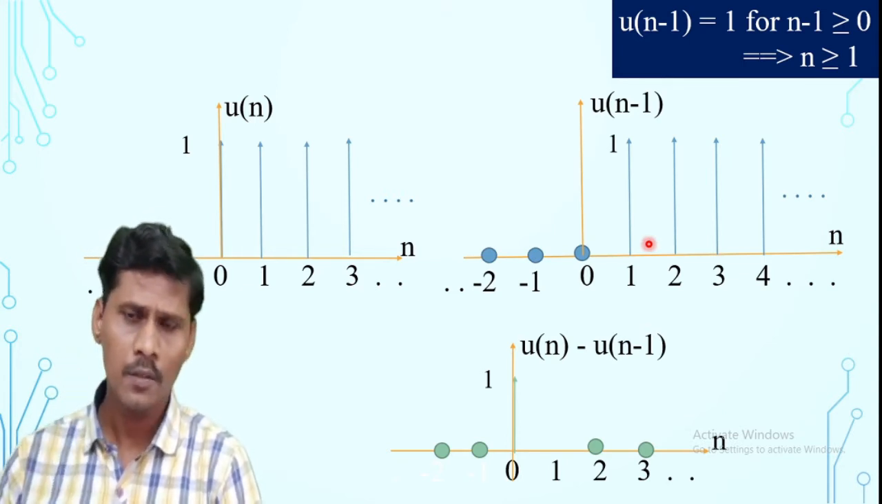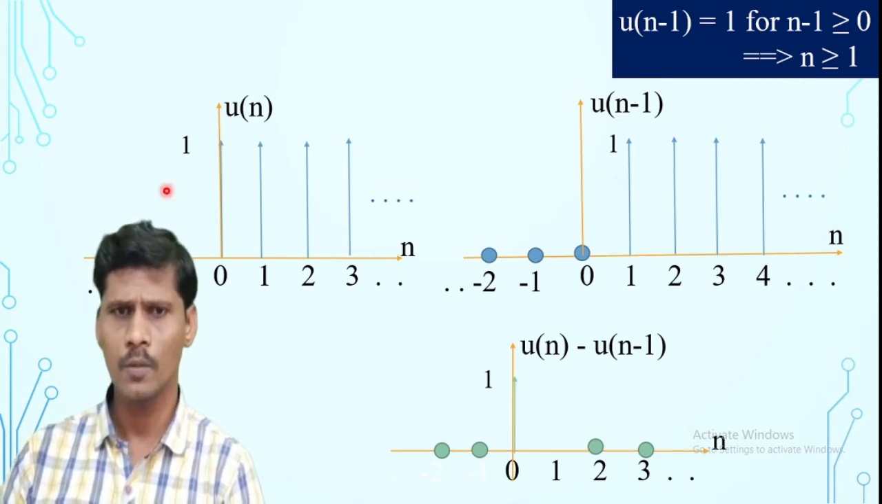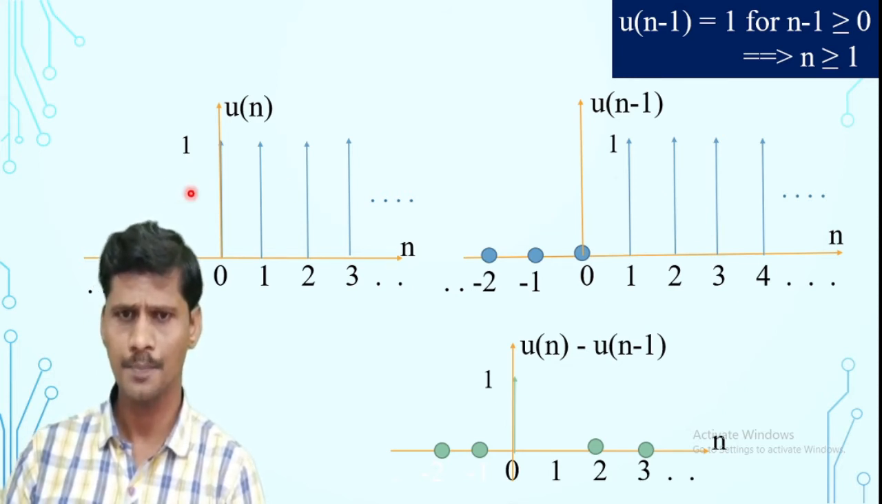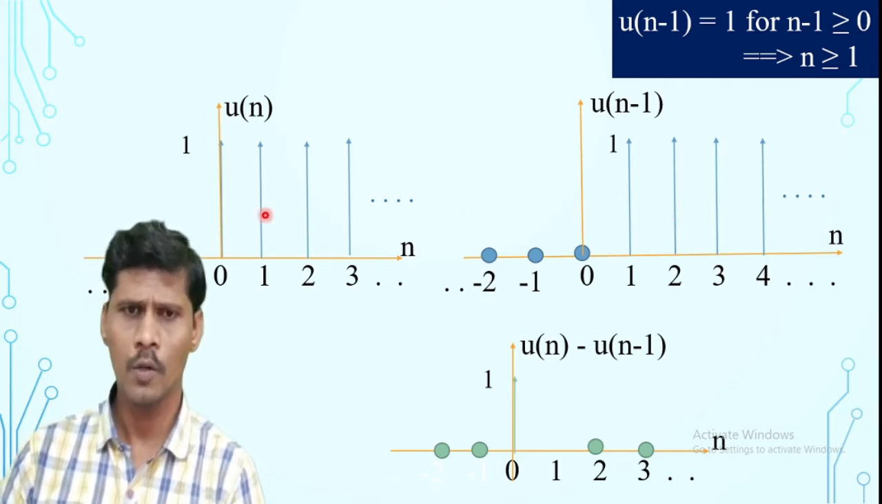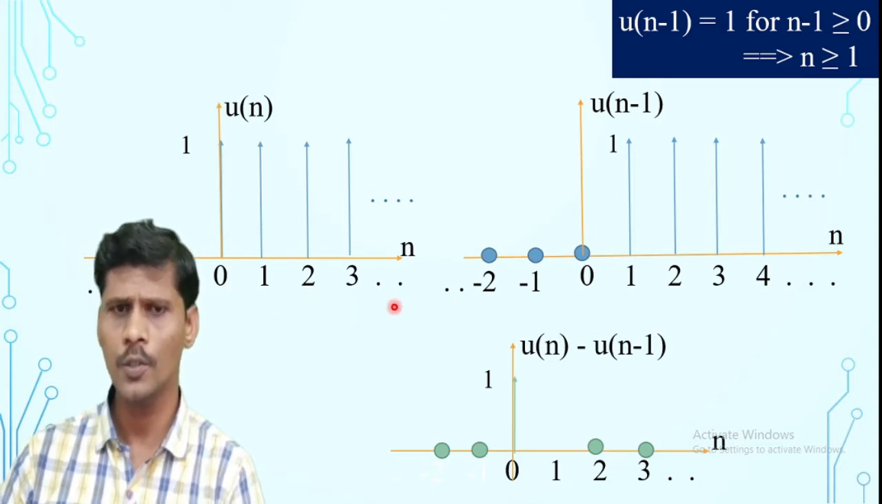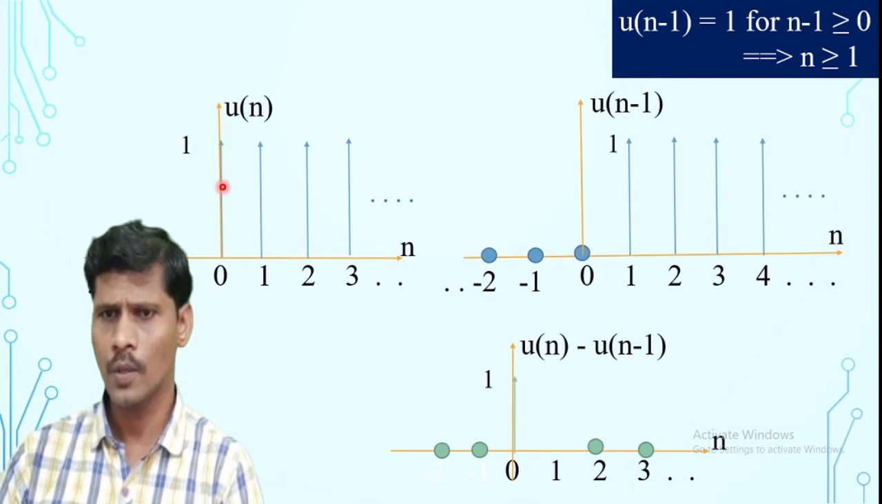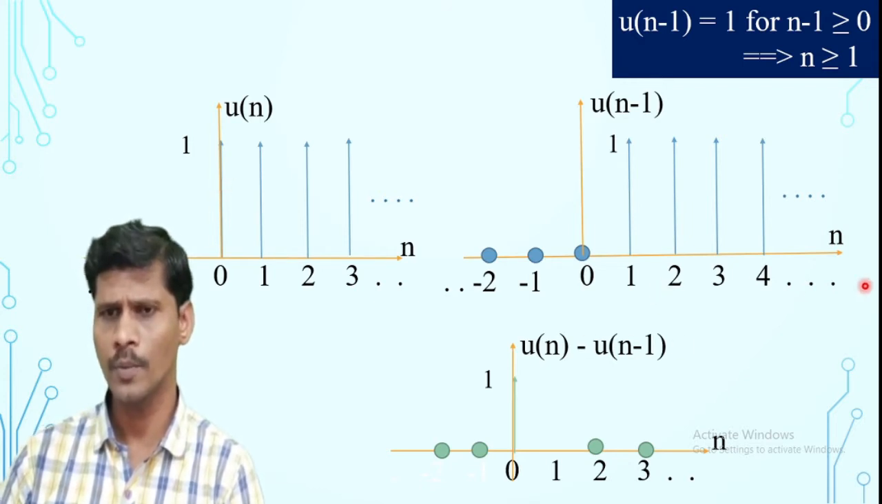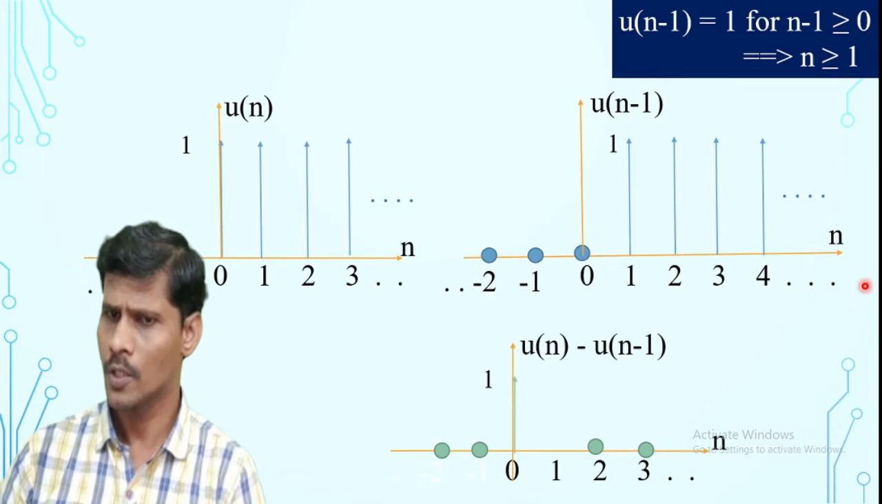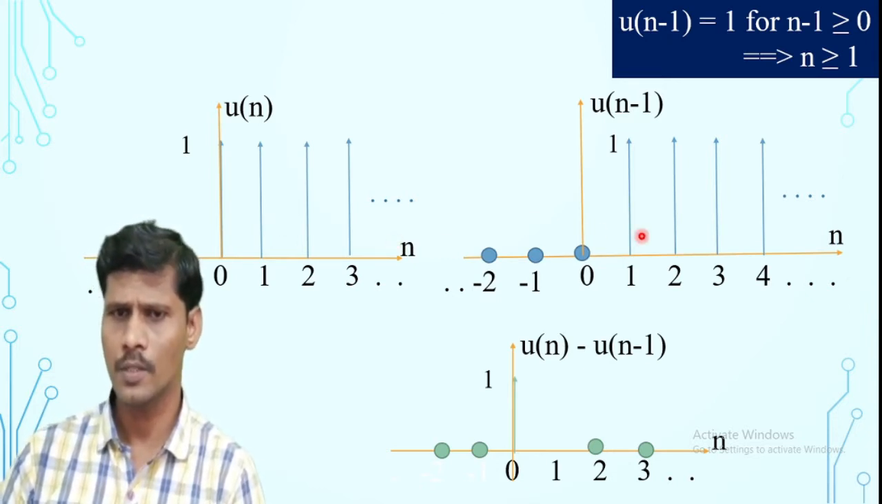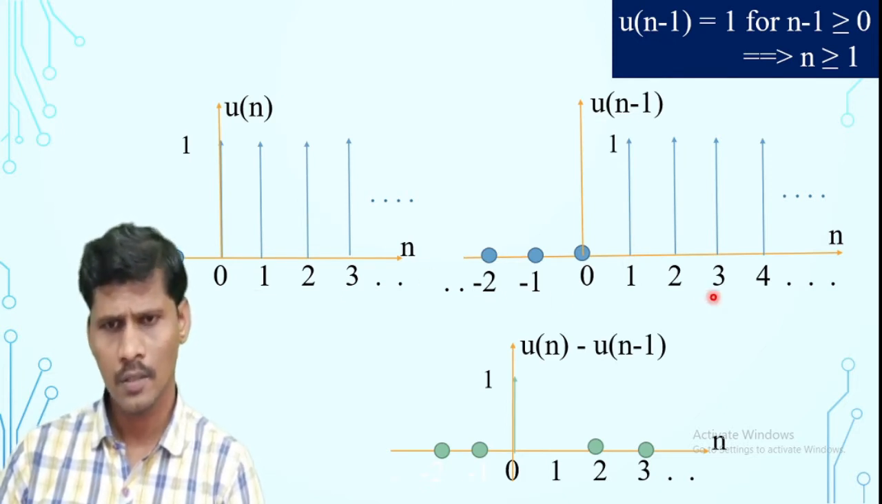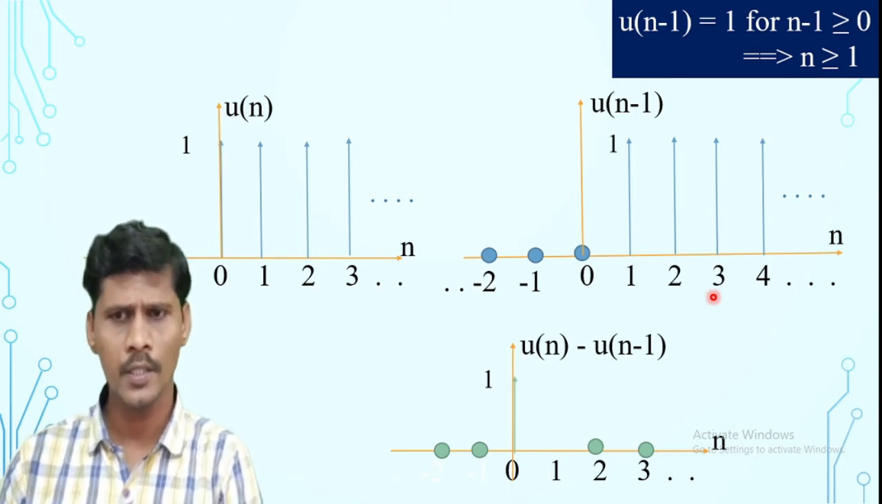And now subtract the u of n minus 1 sequence from the u of n sequence. Now here, from the unit step sequence, n is equal to 0 to infinity, the strength value is 1. Now here, n is equal to 1 to infinity, the strength value is 1. And subtracting this sequence from this sequence for n is equal to 1 to infinity gives 0.